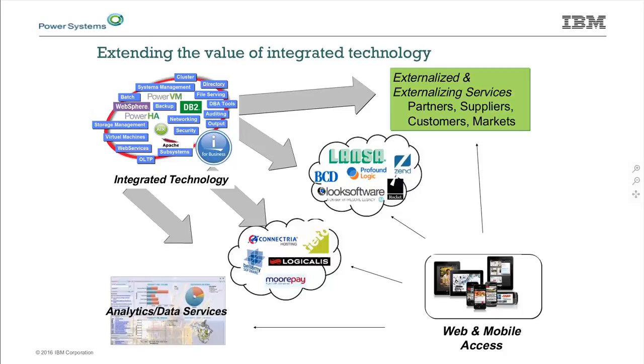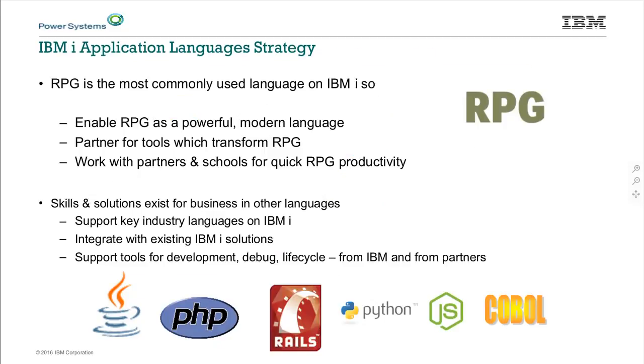Now, as I've been alluding to, we don't do everything within IBM ourselves. The IBM i operating system is a bunch of integrated technology, and what we're trying to do is extend that value out through the partners that we have using that integrated technology. So whether you're doing web access, mobile access, whether you're trying to do things with cloud or analytics, we partner with people like LANSA to be able to get you the solutions and the tools that you need.